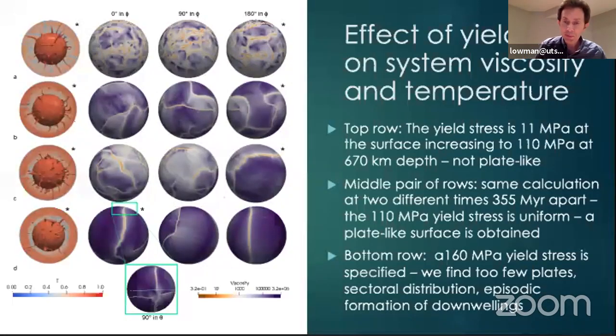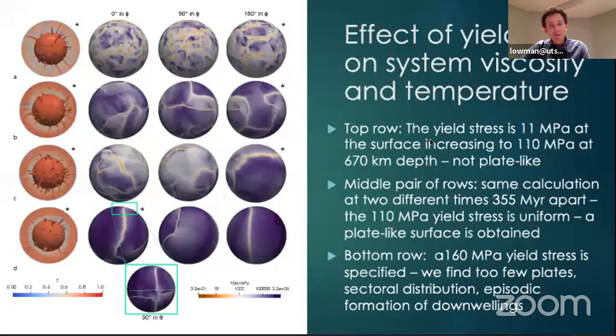So here we present results from 3 models in which the yield stress is varied while all the other parameters remain fixed. The left column shows the temperature field in the calculation interiors, while the other 3 columns show the viscosity fields at a depth of 12 kilometers. The different columns correspond to different viewing angles.